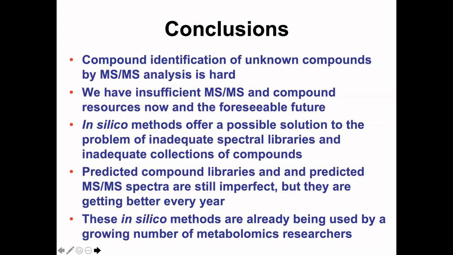So the only route, I think, for now to get around that problem is to do in silico techniques, to come up with better or larger spectral libraries to create feasible biological compounds using what we know about chemistry and biochemistry. And by using these predicted compound libraries, these predicted MS spectra, these predicted NMR spectra, predicted collisional cross sections, we can actually perform identifications. I think these tools are improving year by year.